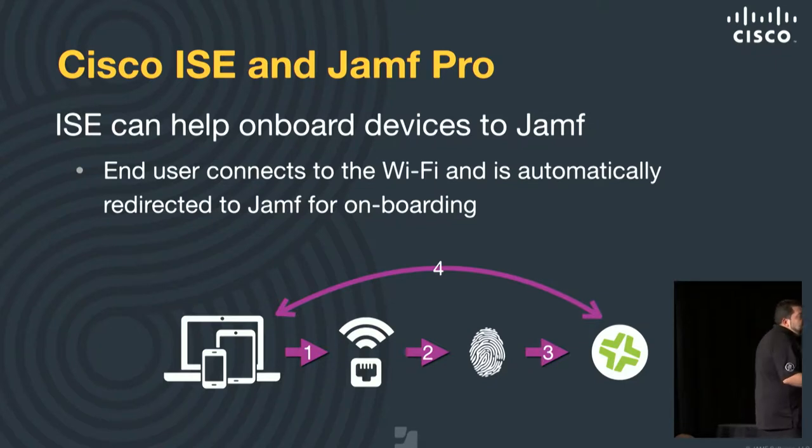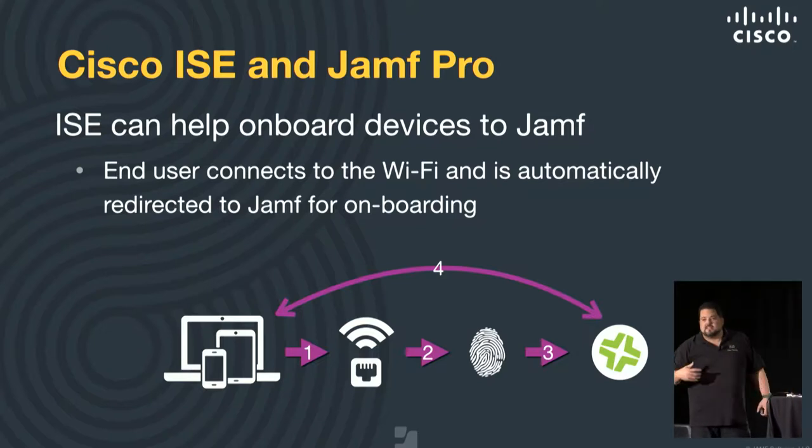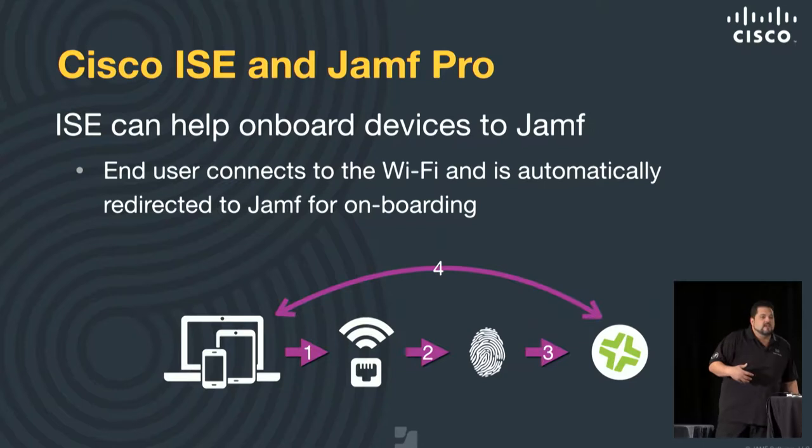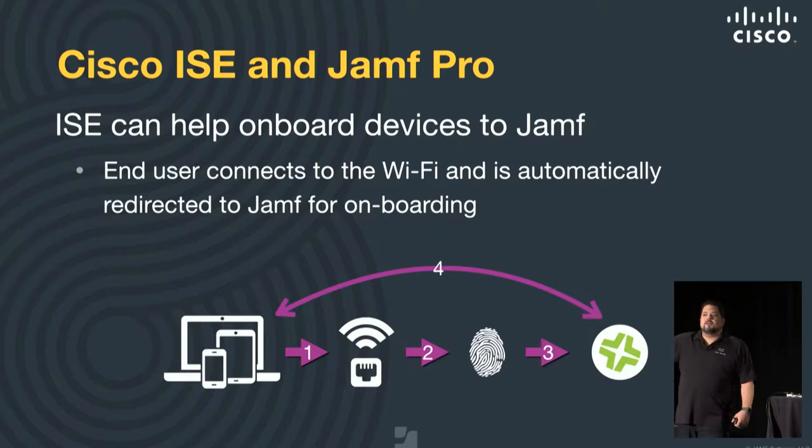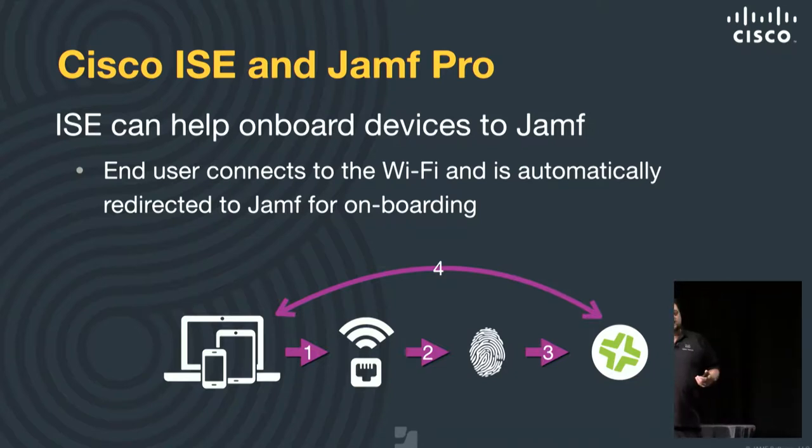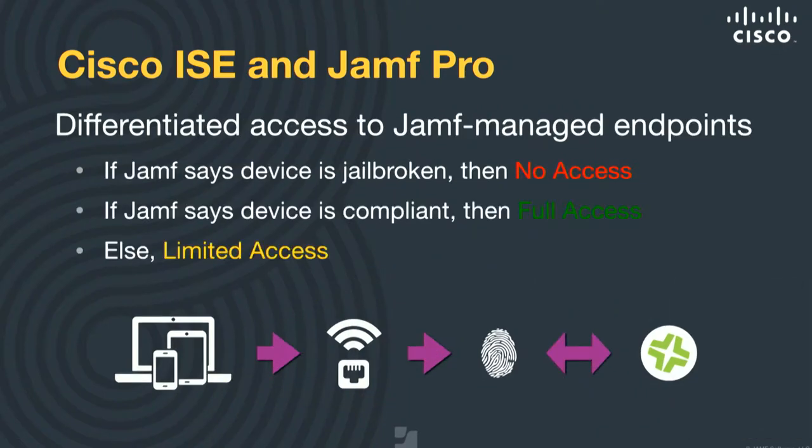You start to gain access to the network. The request gets sent over to ICE to determine whether you're allowed to access that network, wired or wireless, right? ICE checks with Jamf. Says, is this a managed endpoint? If it is managed, what is its posture level? What is its compliance level? And based on that, it can then determine whether or not you gain access, such as on this slide, right?